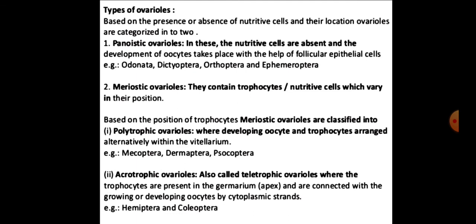Example: Hemiptera and Coleoptera. So, if the nutritive cells are absent, the ovarioles are known as panoistic ovarioles, and when nutritive cells are present, which give nutrition to developing oocytes, the ovarioles are known as meroistic ovarioles.